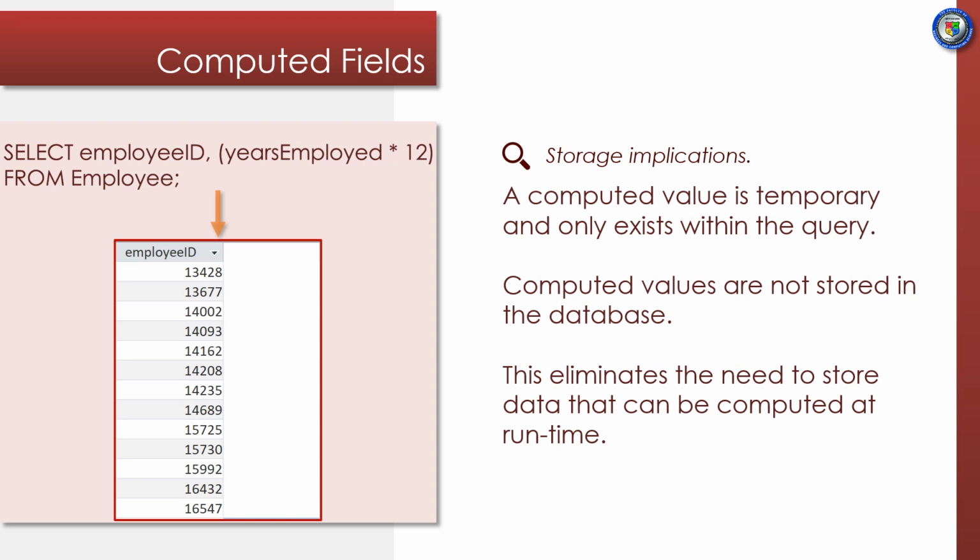A computed value or computed field is temporary and only exists within the query. This means that it only exists while the query is being run. These computed values are not stored in the database. This eliminates the need to store data that can be computed at runtime. This makes our databases more efficient.